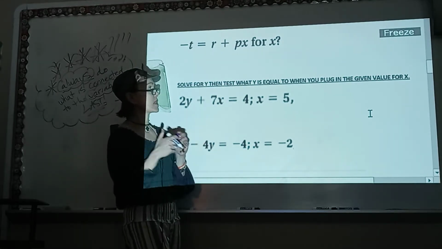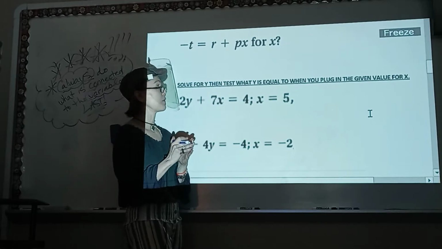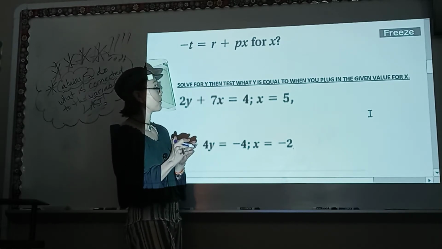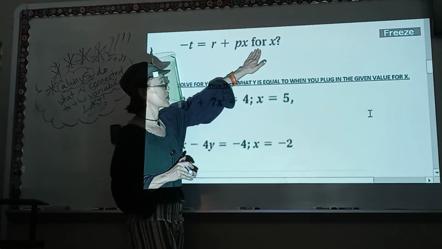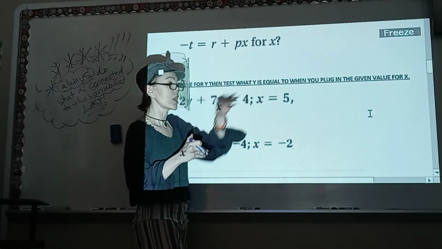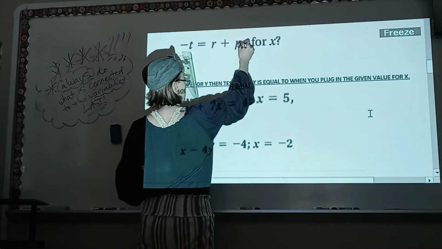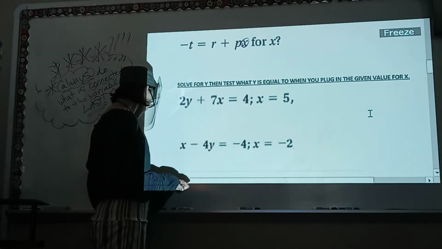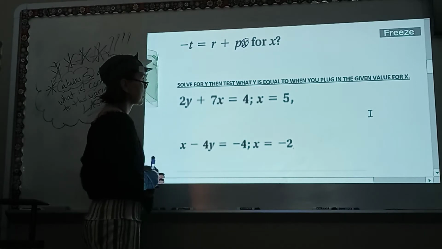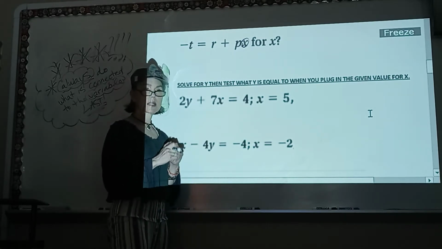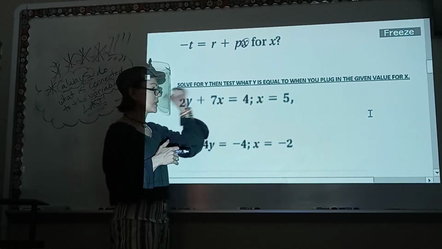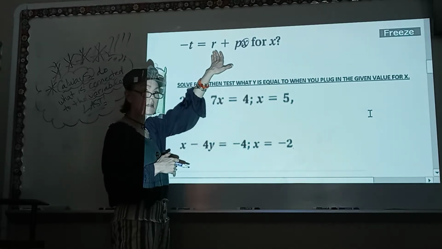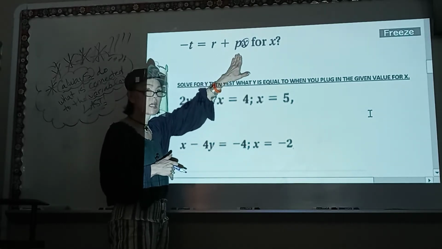It tells you what it wants you to solve this for. This is a formula, and it wants you to solve it for x. So what am I going to do? I'm going to circle the x. Do it now. If I'm writing it on the board, you're writing it. In order to get that x all by itself, we need to move this positive r and this p to the other side.